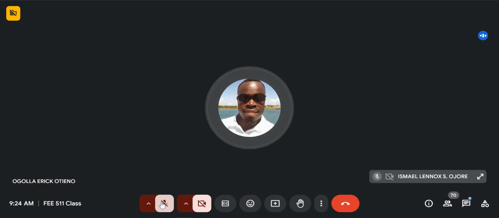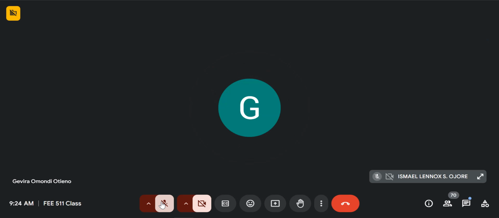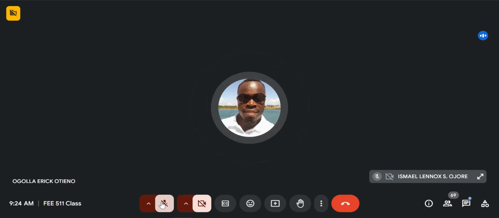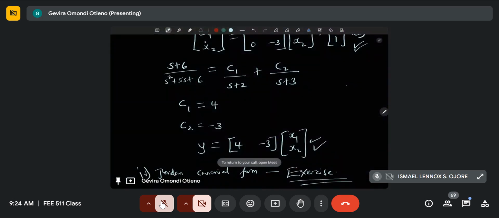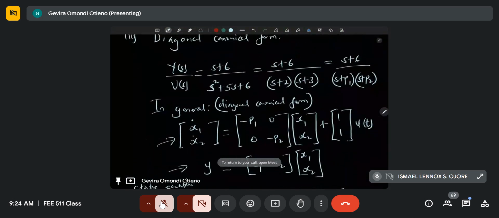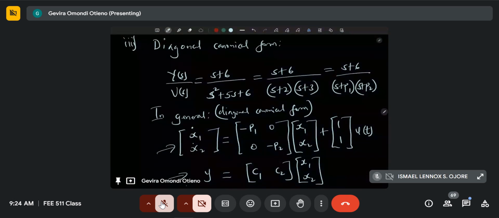Yes, Ogola. I wanted to ask about the poles, because you've indicated that the first pole and the second pole are -3, but if you manipulate the denominator, you find they're positive, and you've just negated them to get negative. When you manipulate the denominator, you find negative P1 will be positive. So I don't know how you've gone through it.